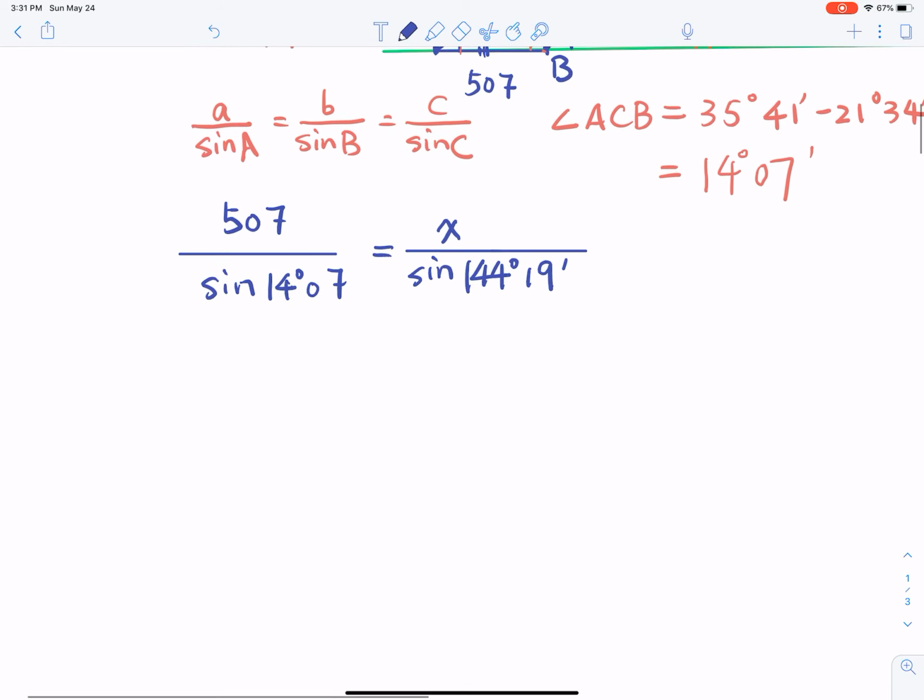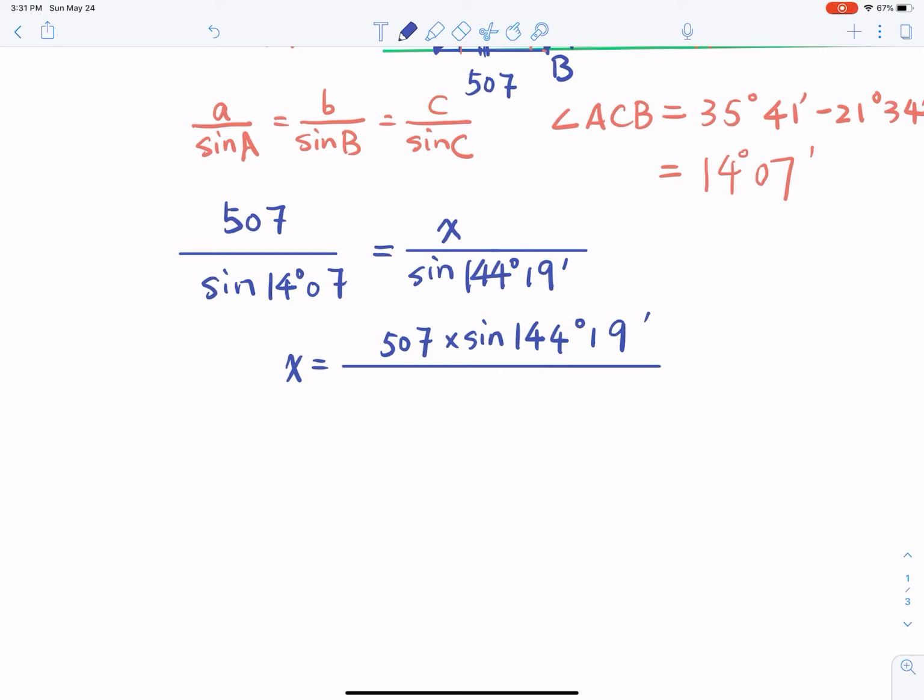So X equals 507 times sine 144.19 over sine 14.07. We need to change these into decimal degrees. Let's go do it. 19 and 07 need to be changed into degrees.